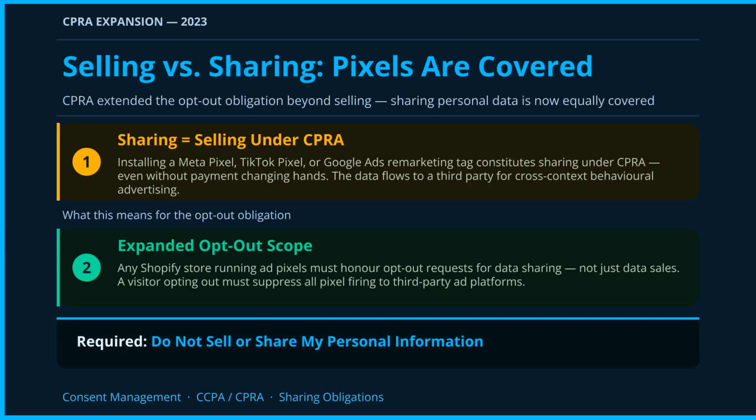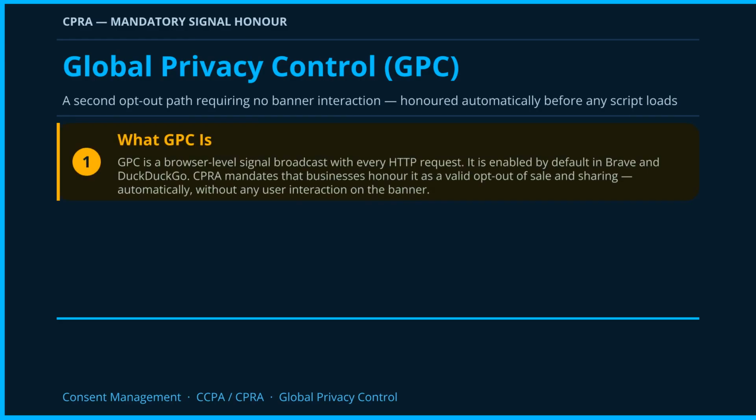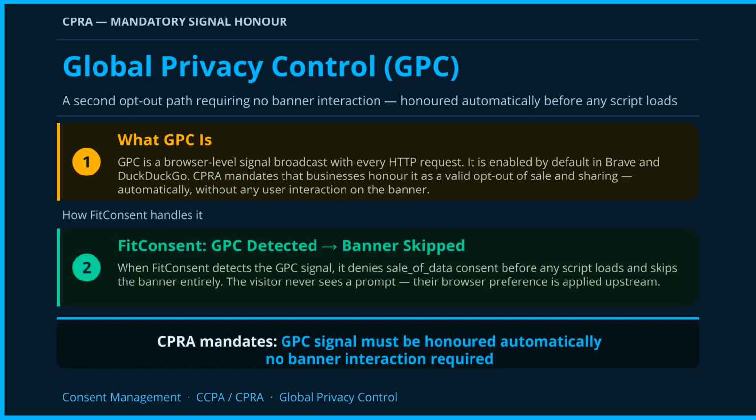CPRA adds a second opt-out path that requires no banner interaction, the Global Privacy Control. When FitConsent detects the GPC signal broadcast by a visitor's browser, enabled by default in Brave and DuckDuckGo, it denies all sale of data consent before any script loads and skips the banner entirely. CPRA mandates this signal be honored automatically. This is applied before the first pixel has a chance to fire.